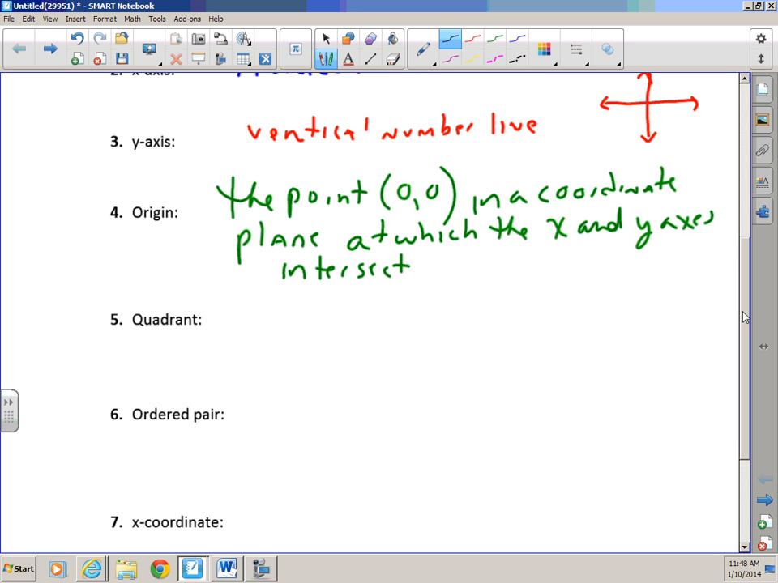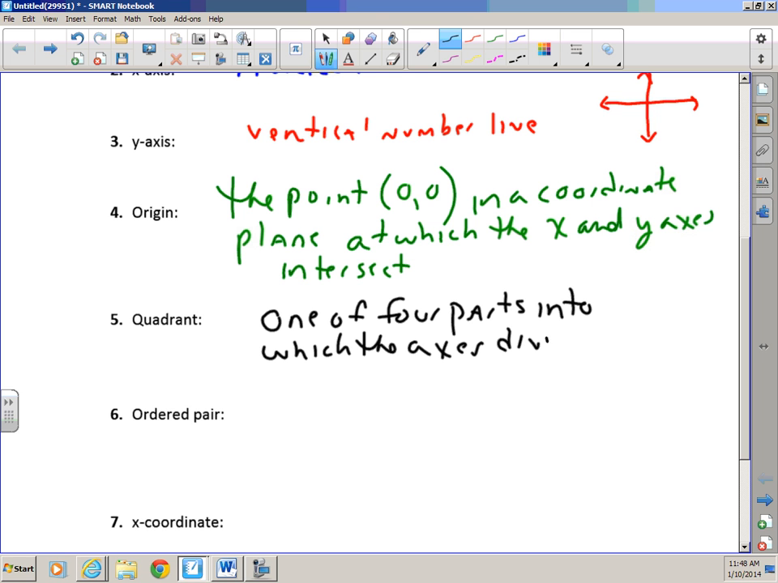Now, as we've talked about before, the coordinate plane is broken into quadrants. Quad meaning 4, so it's one of 4 parts into which the axes divide the coordinate plane.